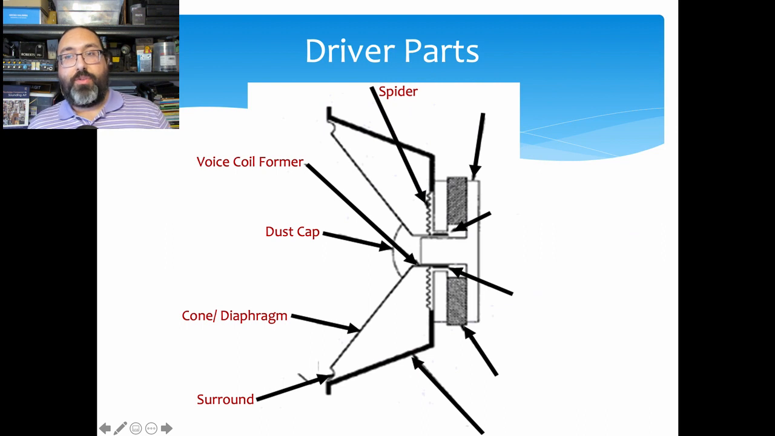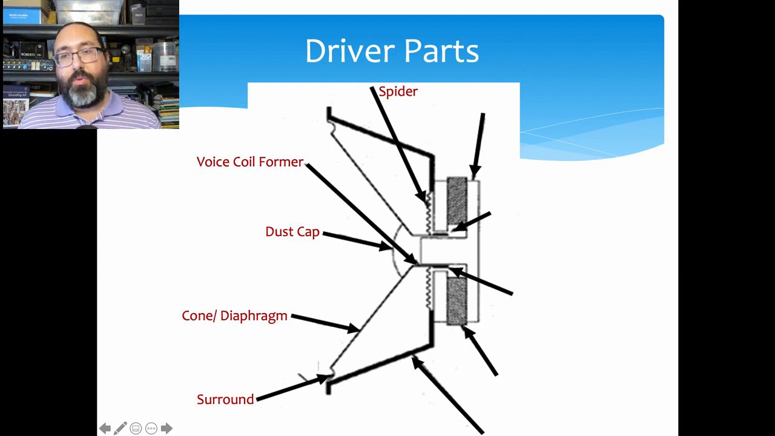So, parts of a driver. We will start and go around. You will see these on the test. Make sure you know the parts. So, spider. This provides suspension to the speaker on the inside of the speaker. This is one of the 2 parts that will wear out really quickly. The other is the surround.